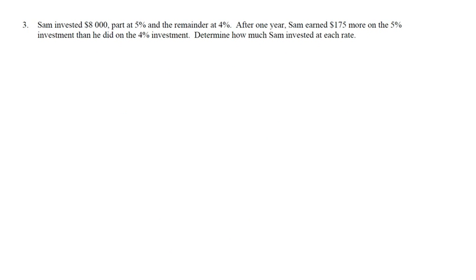Okay, what's next? Sam invested $8,000, part at 5% and the remainder at 4%. And the question would be, why? Why not all at 5%? I mean, really. That's what I was wondering. After 1 year, Sam earned $175 more on the 5% investment than he did on the 4% investment. Determine how much Sam invested at each rate.